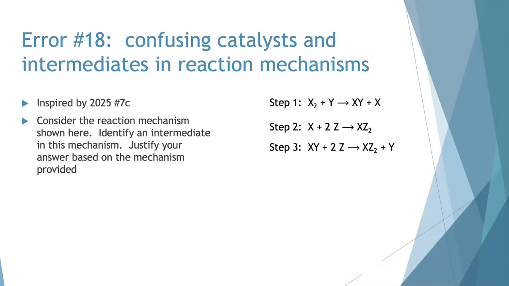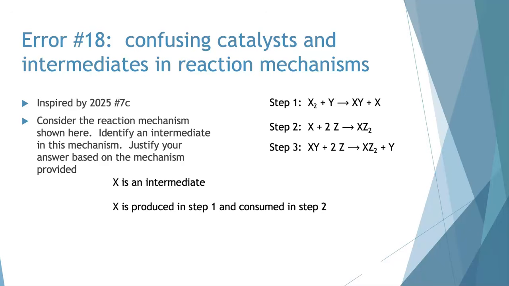Here's another question you could get asked. Same mechanism, identify an intermediate in this mechanism, justify your answer based on the mechanism. So for an intermediate, we need something that's formed in one step and it's a reactant in another step. So I'm going to argue that X is an intermediate because it's formed in step 1 and it's consumed in step 2. We could also argue that XY is an intermediate. I form it in step 1 and I use it in step 3. Either one would be fine.